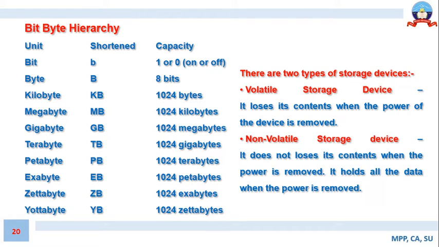Now as discussed, there are two types of storage devices. You have volatile storage device and non-volatile storage device. A volatile storage device is not capable of retaining its content when the power to the device is removed. Whereas non-volatile storage devices do not lose their content even when the power is removed. So it's capable of retaining whatever is stored in it. Depending upon the requirement, you can have either volatile or non-volatile memory installed in your computer system.